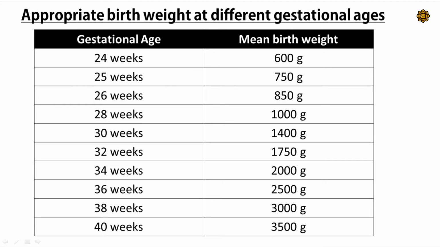Estimation of fetal weight can be based on this table. There is an appropriate birth weight corresponding to the gestational ages. For instance, at 28 weeks, the fetal weight is estimated to be 1.0 to 1.2 kilograms. At 34 weeks, the fetal weight is estimated to be 2 to 2.2 kilograms. At 38 weeks, the fetal weight is estimated to be 3 to 3.2 kilograms.